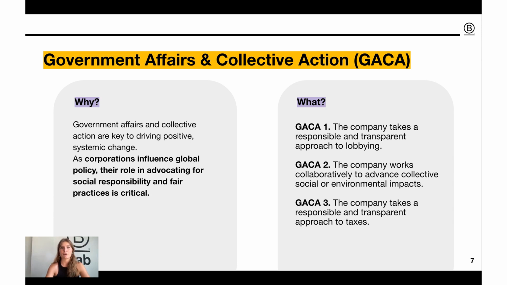In GACA 3, the company takes a responsible and transparent approach to taxes. So, companies here are required to have responsible tax policies and practices aligning with the GRI tax standards and adopting country by country reporting to enhance tax transparency. So now let's break down the essentials of GACA to understand each of these 3 building blocks.